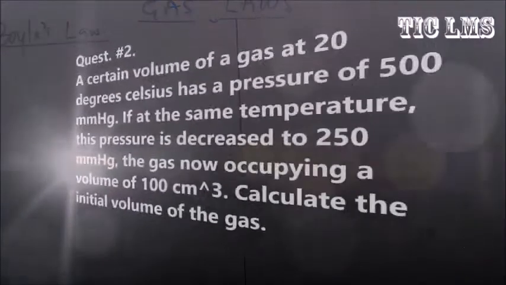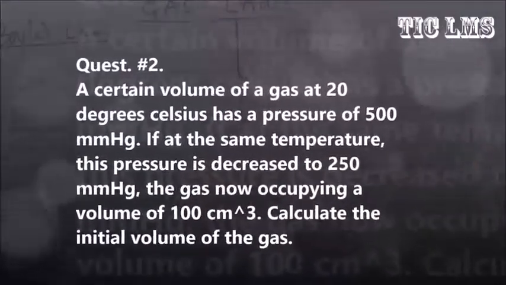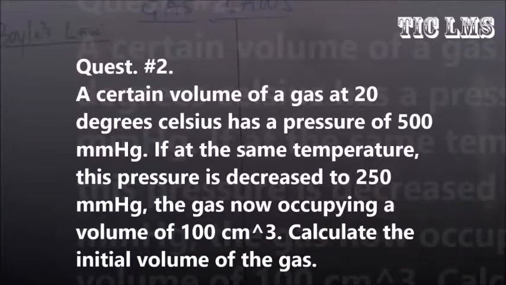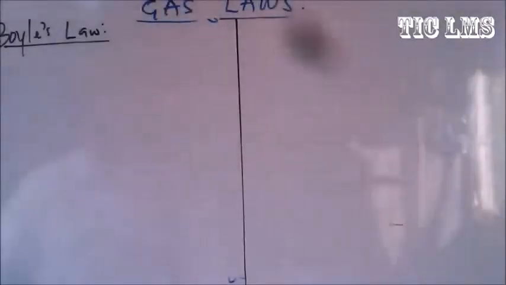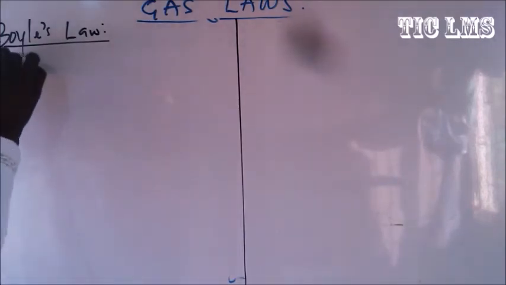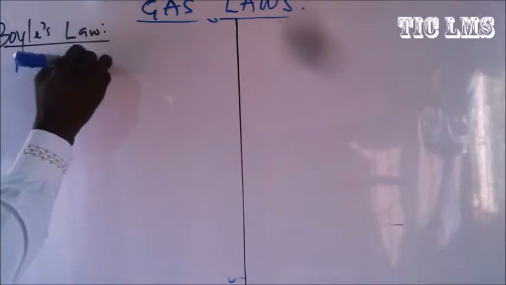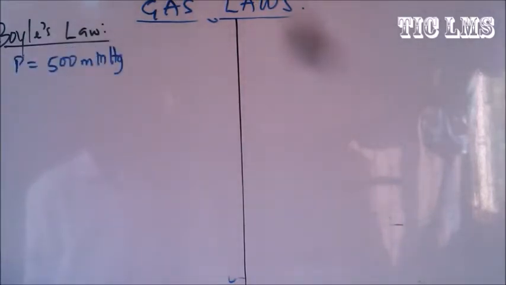We have that a certain volume of a gas at 20 degrees Celsius has a pressure of 500 millimeter mercury. If at the same temperature, this pressure is decreased to 250 millimeter mercury, the gas now occupying a volume of 100 centimeter cube. Calculate the initial volume of the gas. Now in this question, we have that the temperature is the same, so we don't need to include the temperature here.